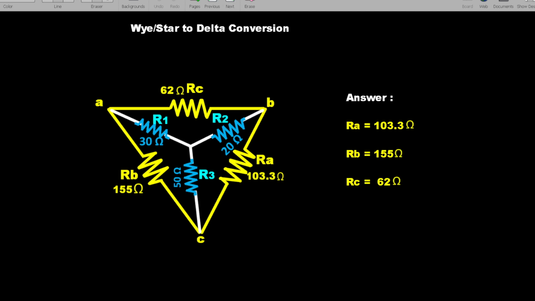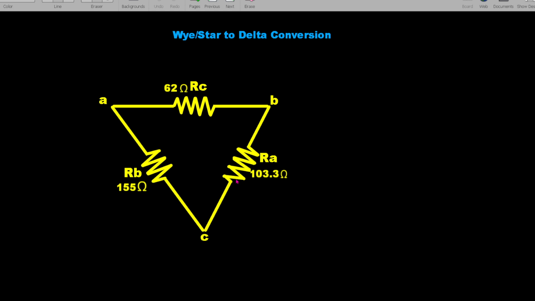So we got all the answers for RA, RB, RC. We place the delta values here. So we formed the delta network with RA as 103.3 ohms, RB as 155 ohms and RC as 62 ohms. Thank you. Hope you have understood this problem.